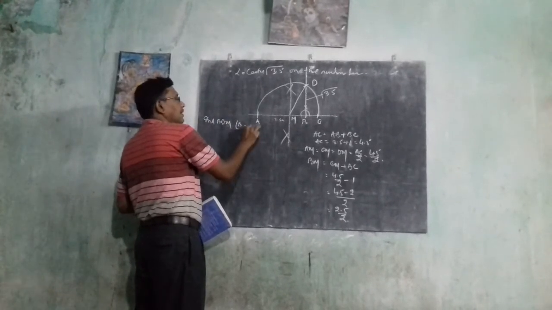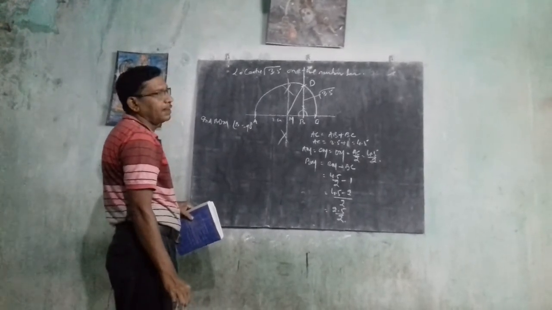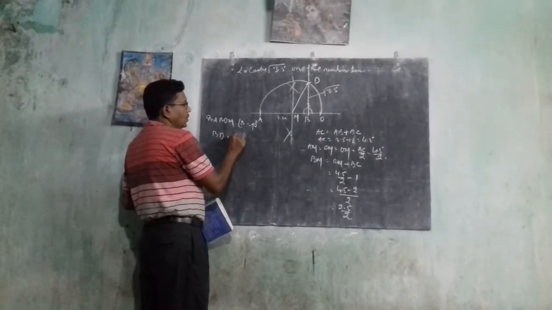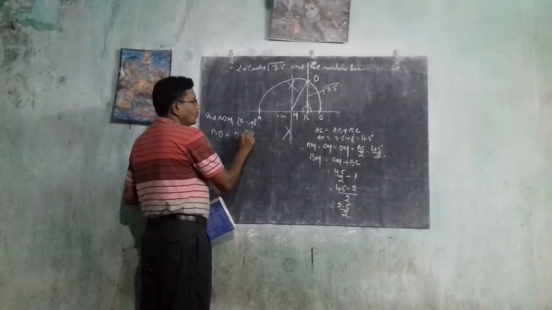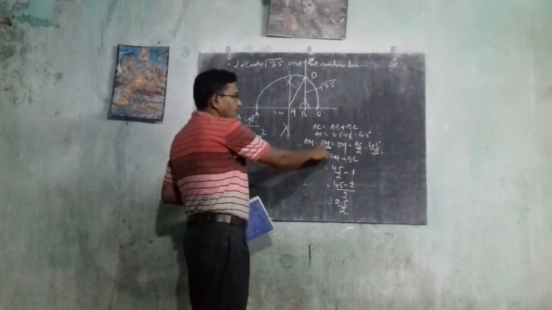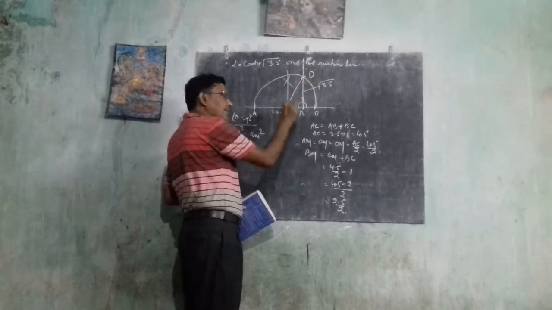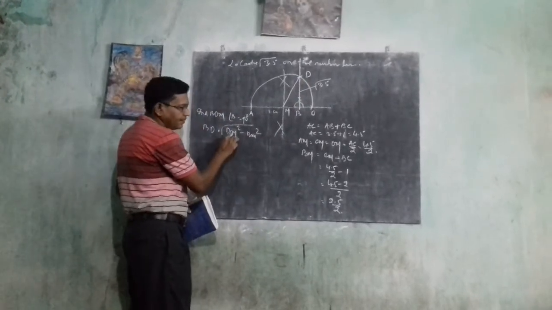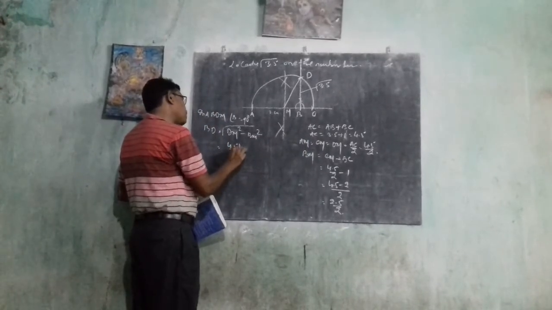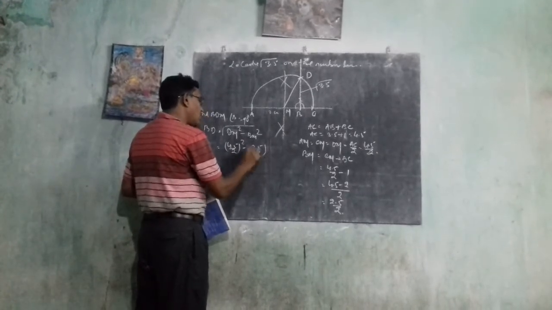Now in triangle BDM, angle B is 90 degrees, which means it is a right angle triangle. In this right angle triangle, BD is the perpendicular. By the Pythagoras theorem, we find BD equals the square root of DM square minus BM square. Here AM equals CM equals DM, because AM, BA, CM are radii, and DM is also a radius. Then what is the DM value? DM equals 4.5 by 2 square minus BM value 2.5 by 2 square.